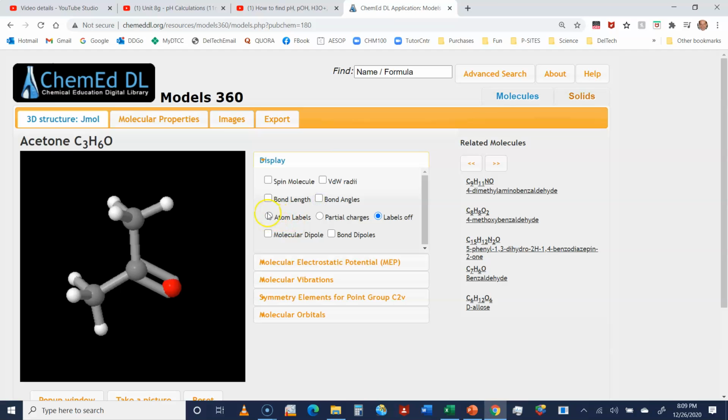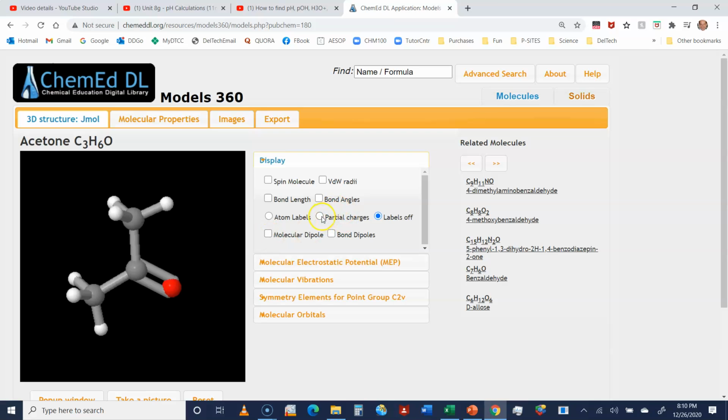Atom labels, in case you forget the color coding system, you can see oxygen is always red. Carbons and hydrogens are, in this particular case, gray and white respectively. And like I said, nitrogens are blue. We can take this off. We can go to labels off.